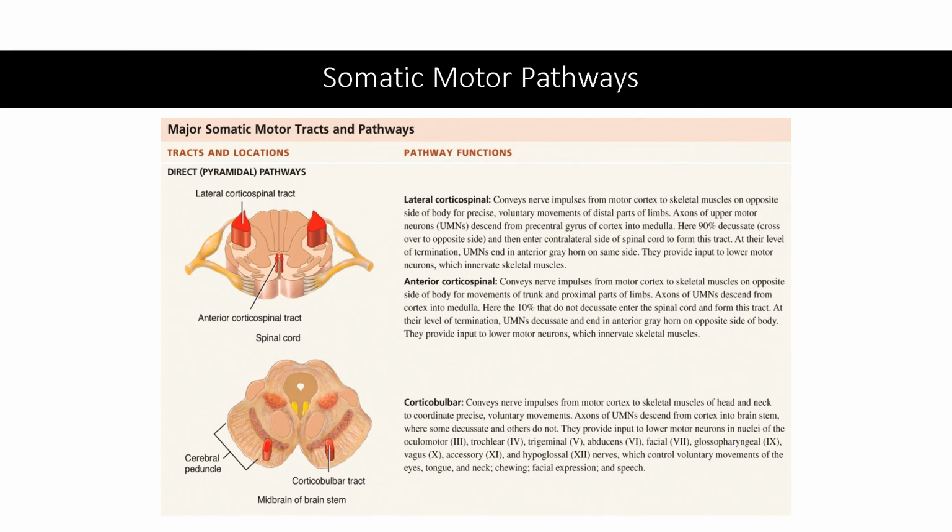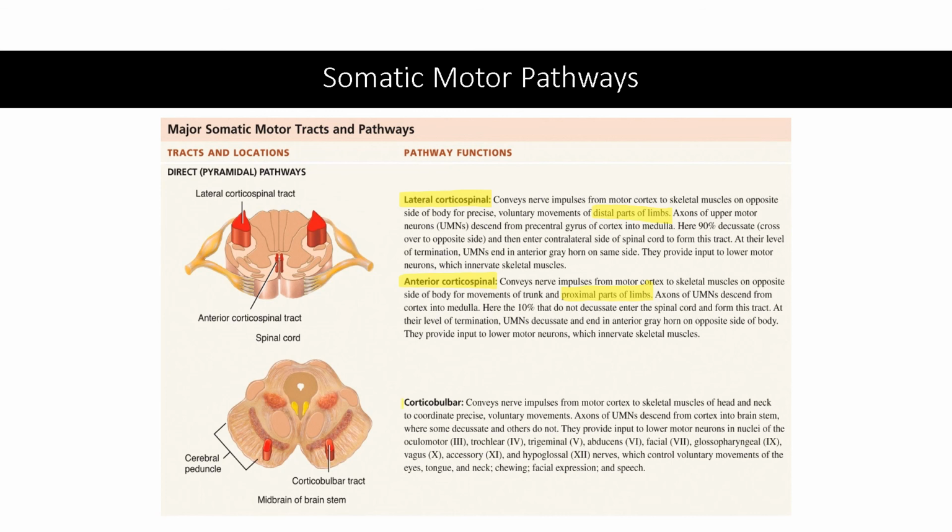So here again we have a nice summary table in the next couple slides. Here we can see the lateral cortical spinal tract. This conveys nerve impulses from the motor cortex to skeletal muscles on the opposite side of the body for very precise voluntary movements of the distal parts of limbs. And then we have the anterior cortical spinal tract, again conveying nerve impulses from the motor cortex to skeletal muscles on the opposite side of the body for movements of the trunk and the proximal parts of limbs.